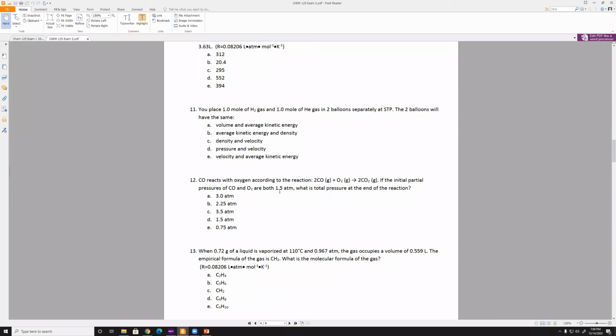So we know that if we have 1.5 atm of CO, that means when it runs out, the 1.5 atm of O2 will still be there. So what this means is that 1.5 is now R2. And we can rewrite this equation, kind of.